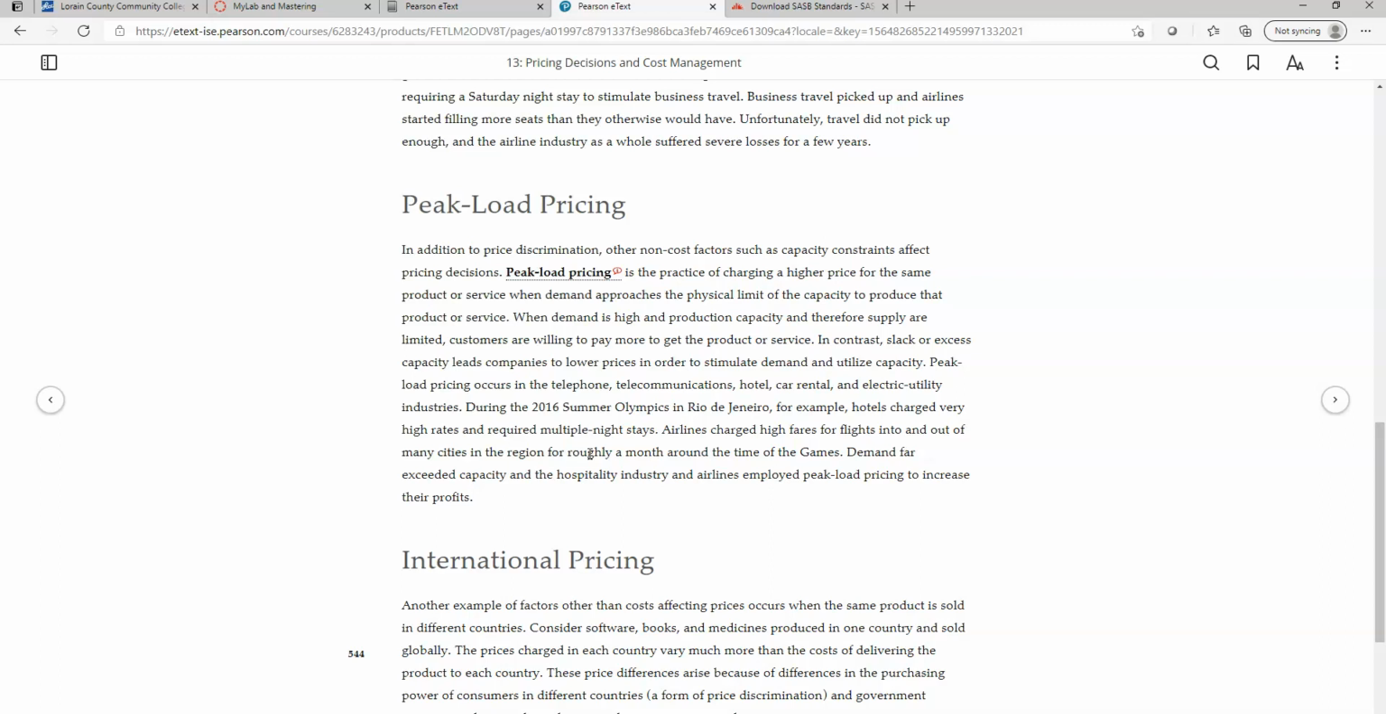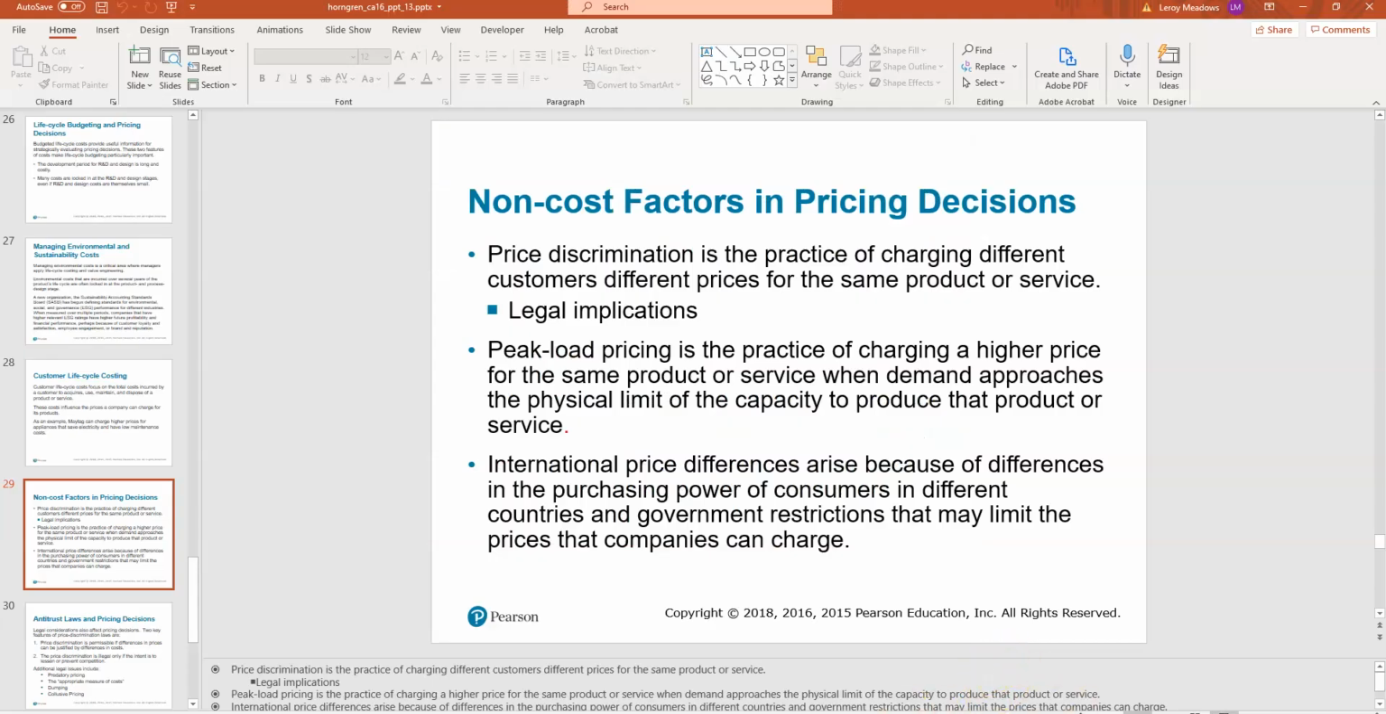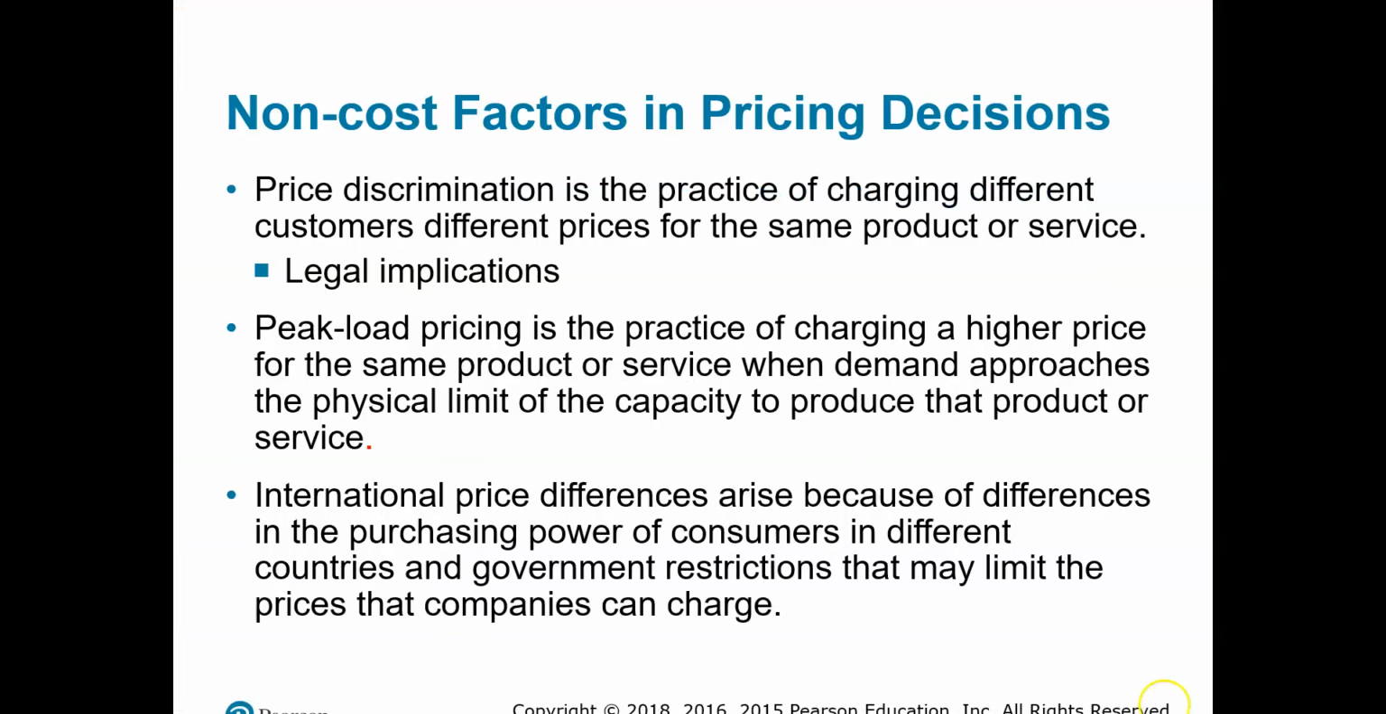And when we talk about international pricing, there are some other situations as well. You're going to have differences in the purchasing power of consumers in different countries. You're also going to have exchange rates. You're also going to have government restrictions that may limit prices that companies can charge. In fact, you do see price controls in a number of different countries. So there can be some international price differences as well. A lot of times this will be tied to the value of the dollar, or the value of a local currency in relationship to the dollar, and so forth. And then also government restrictions. Those are probably the two biggest things.